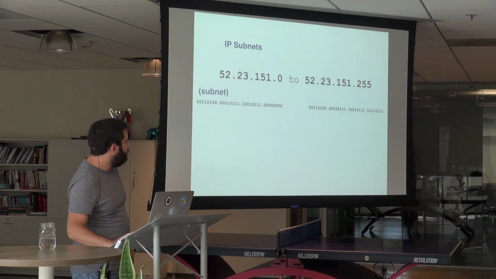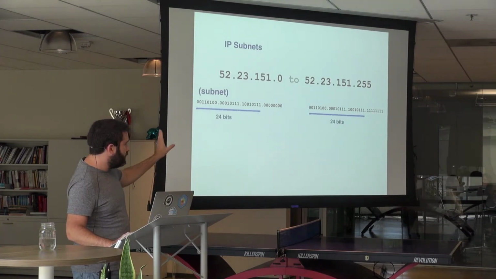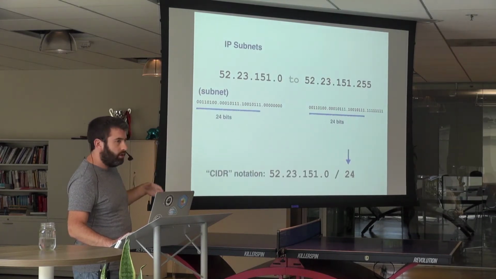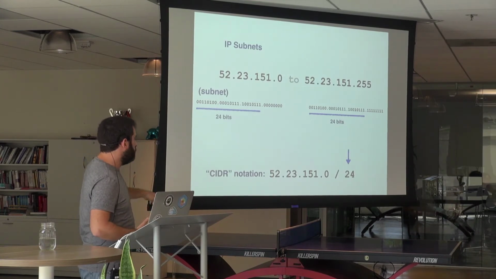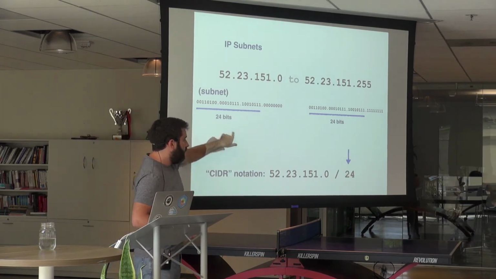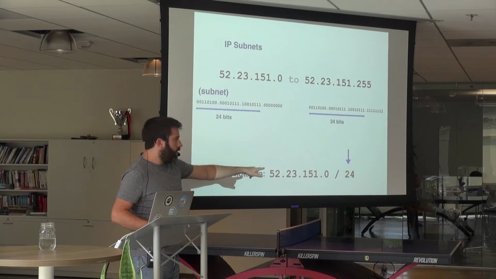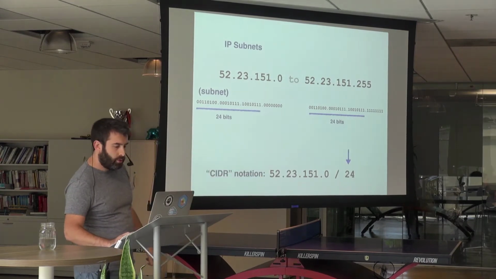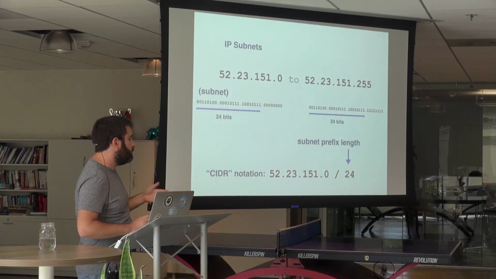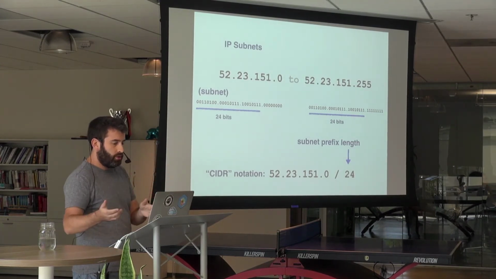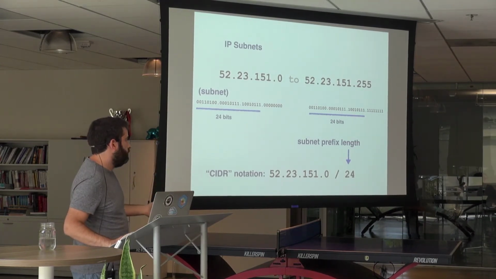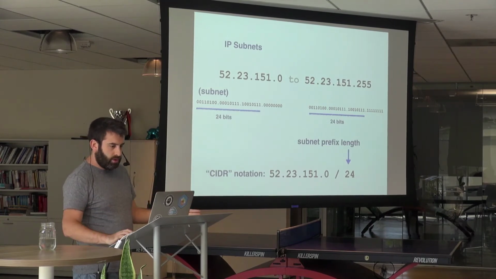So with this, we can take the shared bits that are in common, and we can write the same subnet, the same IP address range, in what's called the CIDR notation, which starts with the base address and then puts a 0 at the end, and then puts this /24. The /24 is called the subnet prefix length, and it's basically telling you how many bits are in common between the start of the range and the end of the range. And this is a compact notation for talking about blocks of IP addresses.